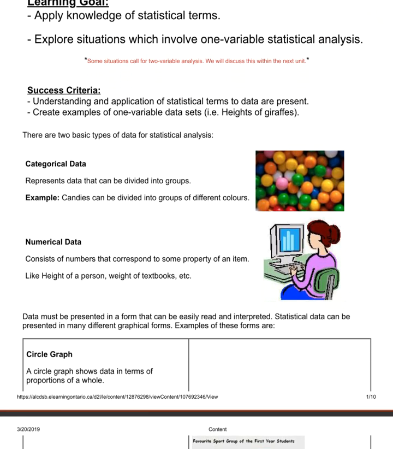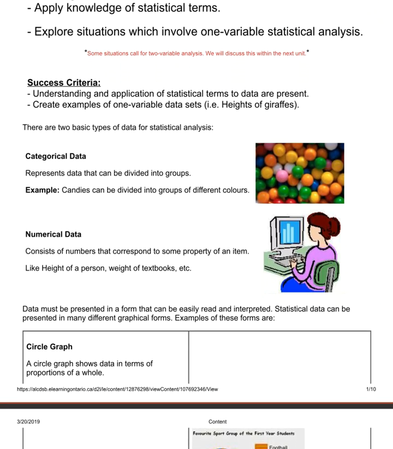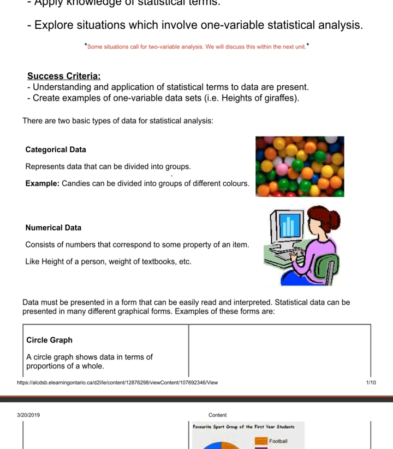Categorical data represents data that can be divided into groups. The example they have here is candies can be divided into groups of different colors. Yeah, that's fair. Smarties come in different colors, Skittles. Those are my two picks of colorful candies personally.